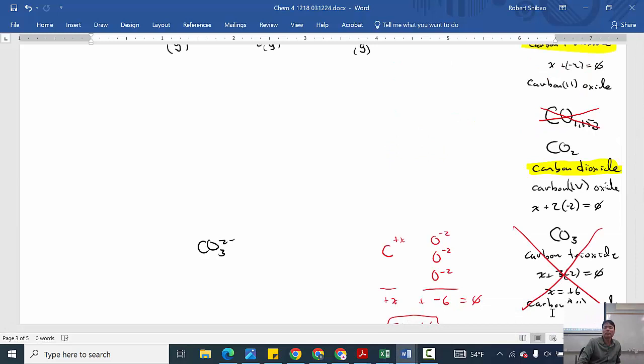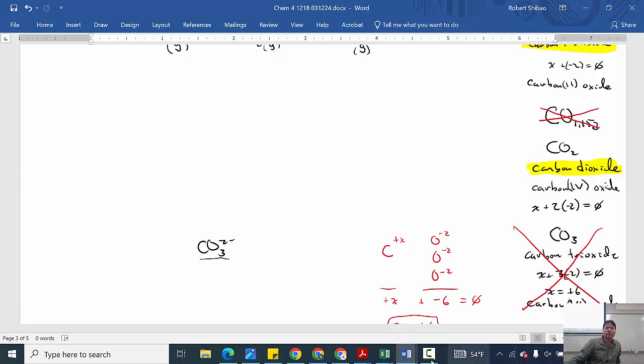So you don't have to worry about carbon trioxide. We predict that carbon trioxide shouldn't exist. How about this one, though? Is this called carbon trioxide 2-? And so this is a polyatomic oxyanion.